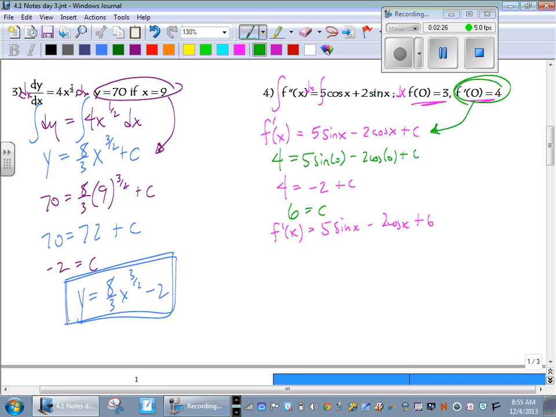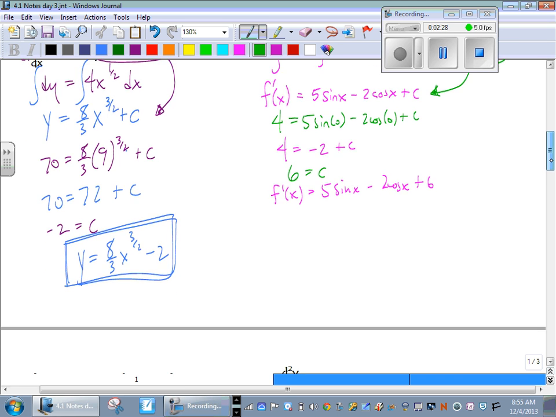But now we need to figure out that original function. We're going to do the antiderivative of both sides to figure out f of x, because the antiderivative of the derivative of f of x is f of x. Antiderivative of sine is negative cosine, so we get negative 5 cosine of x minus 2 sine of x, since the antiderivative of cosine is sine, plus 6x plus c.